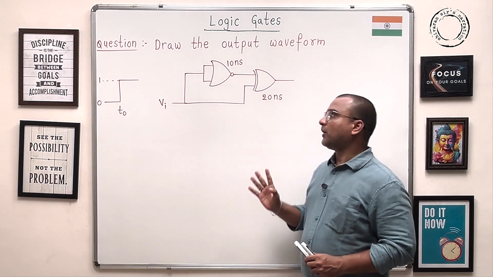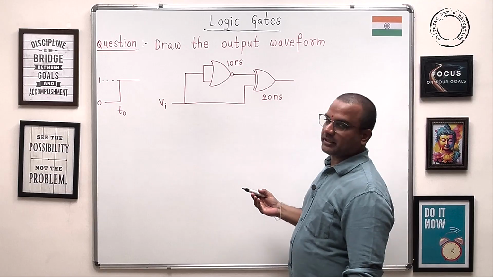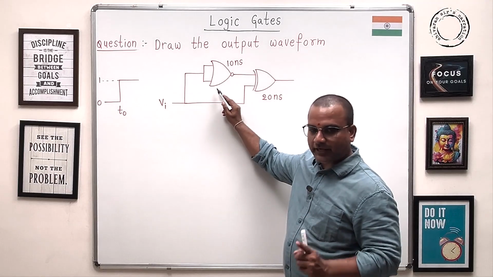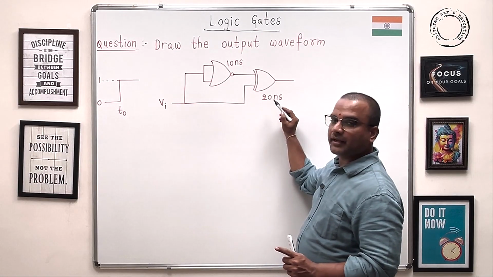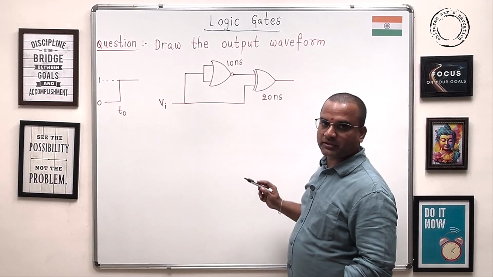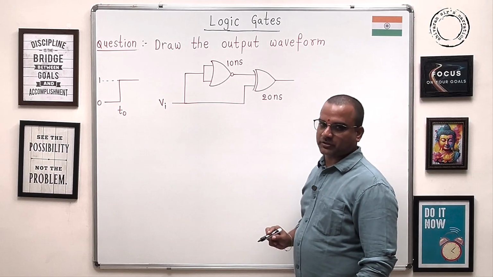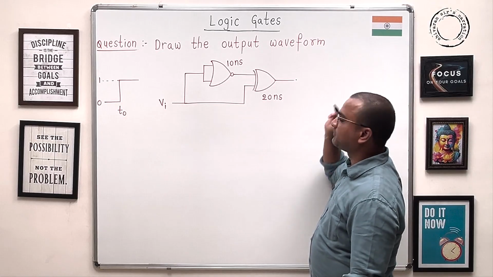Okay, now let's enter into the question. The design has two logic gates. It's a NOT gate only because the inputs are tied together. This is an XOR gate. The propagation delay of the NOT gate is 10 nanoseconds, and the XOR gate 20 nanoseconds. We want to draw the output waveform, this one.